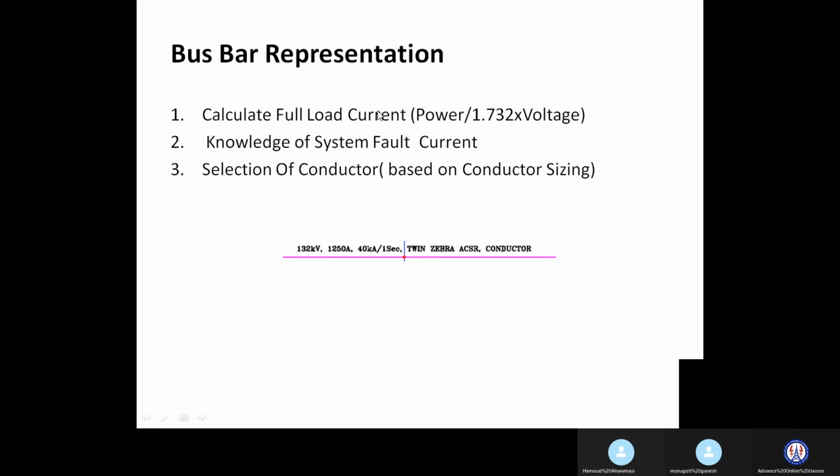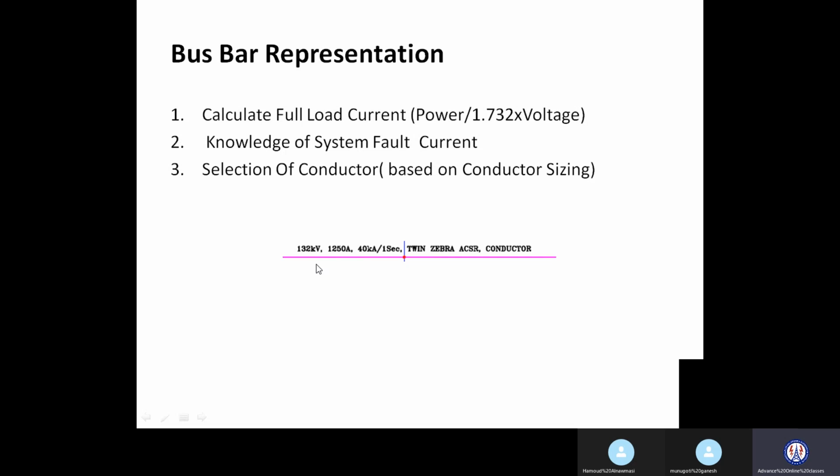Just see. So first we are going to understand bus bar representation. How we are representing the details of a bus bar. So this line is basically called a bus bar. After drawing this line, we are representing the details of this bus. So what details of this bus are we representing? First we are representing the voltage detail of this bus.